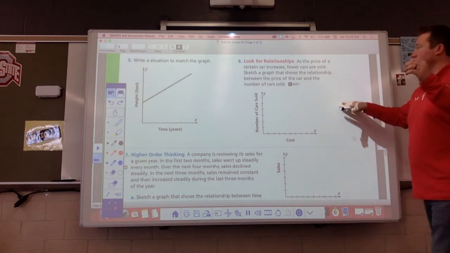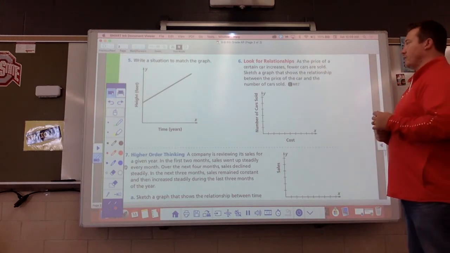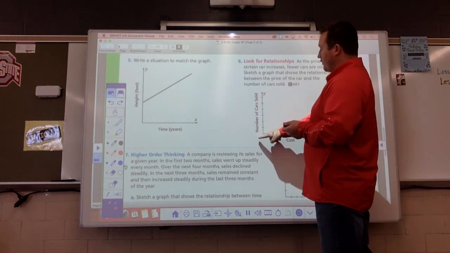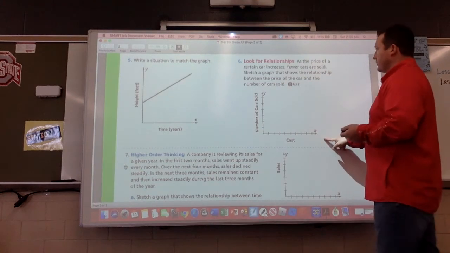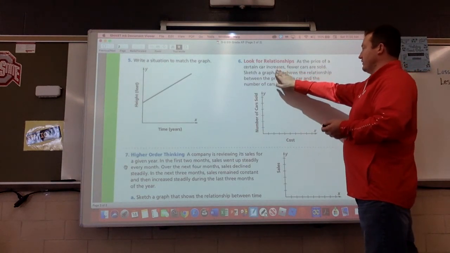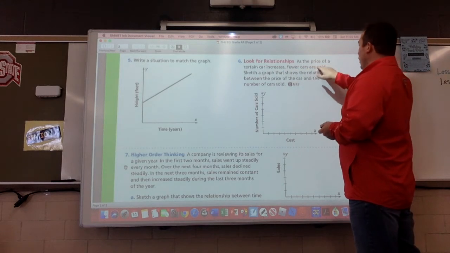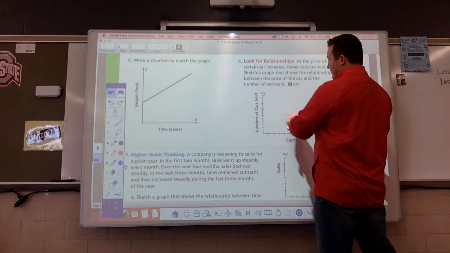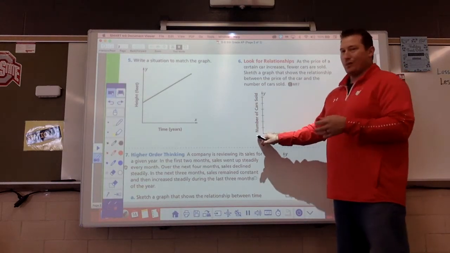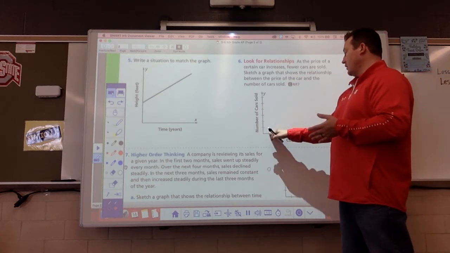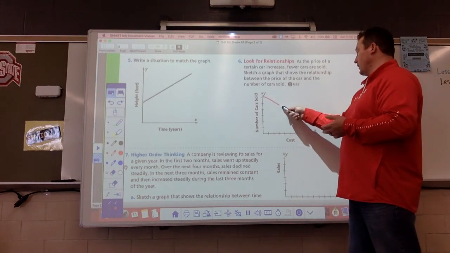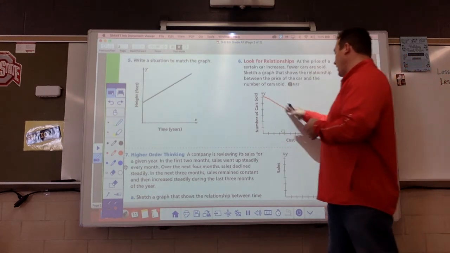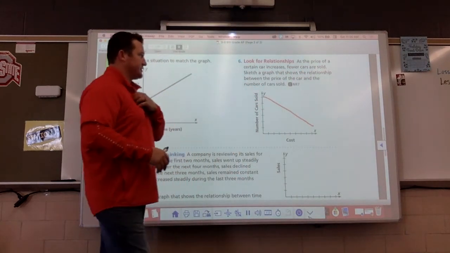As the price of a certain car increases, fewer cars are sold. Sketch a graph that shows that relationship. Okay, so remember, number of cars sold, cost. As the price increases, fewer cars are sold. So as this increases, less of these are sold. So meaning when the price isn't very high, we're going to sell a lot of them, right? As the price increases, the number of cars decreases. So we've got to have a line that looks something like this, okay?